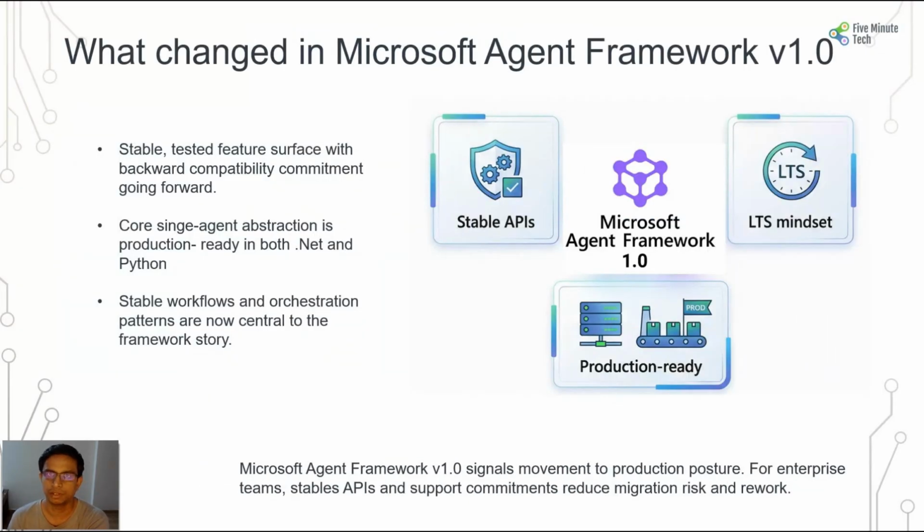Now, what changed in Microsoft Agent Framework version 1.0? It has matured into a stable, tested feature surface with a compatibility commitment going forward. It has the core single agent abstraction production-ready in both .NET and Python. Stable workflows and orchestration patterns are now central to the framework story, and it also signals the movement to a production posture from Microsoft's perspective. For enterprise teams already working on agentic frameworks from Microsoft, stable APIs and support commitments come with version 1.0.